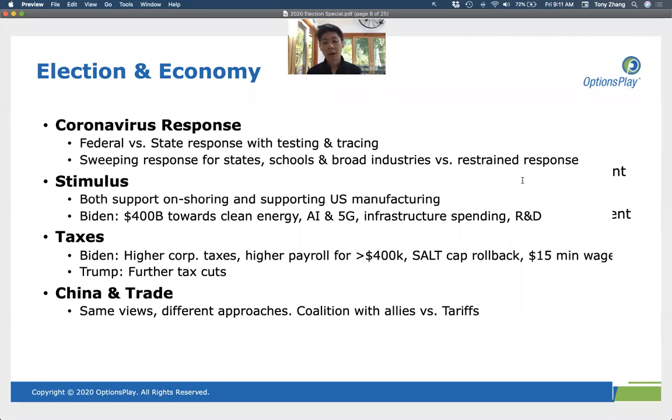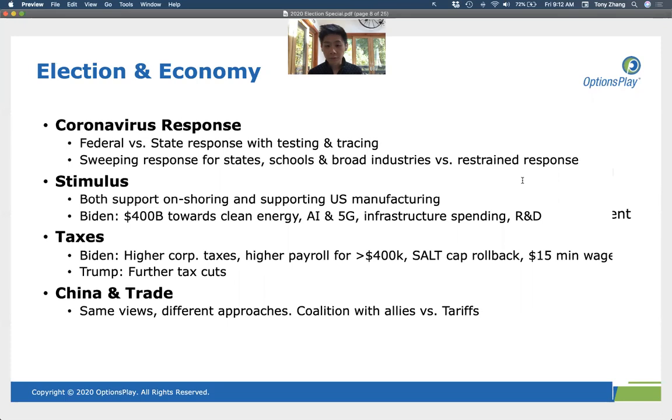On the stimulus front, and when I say stimulus, we're not referring to coronavirus stimulus, we're talking about general stimulus of the economy. This is really where we see on both sides a fair amount of what we call onshoring. Both Trump and Biden support US manufacturing, onshoring, bringing back jobs to the US. They both have this view. Now, the question is just how they go about trying to do that.